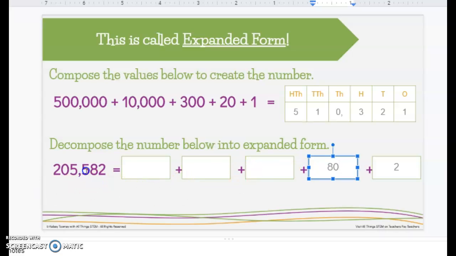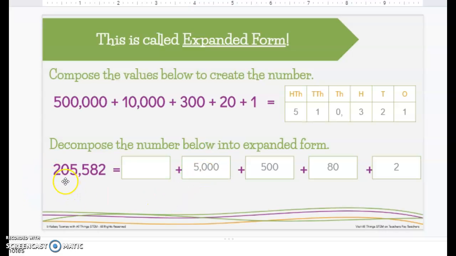Then you have your hundreds place value. You have a 5 in your hundreds. So 5 hundreds equals 500. Then you have a 5 in your thousands place value. So 5 thousands equals 5,000.